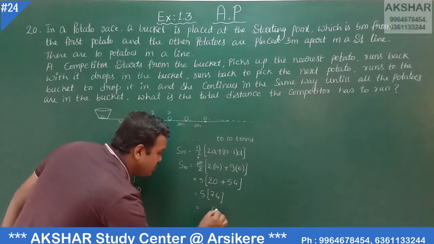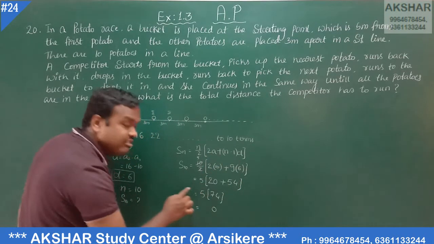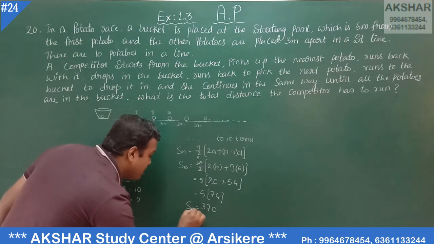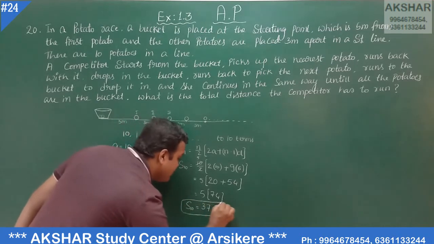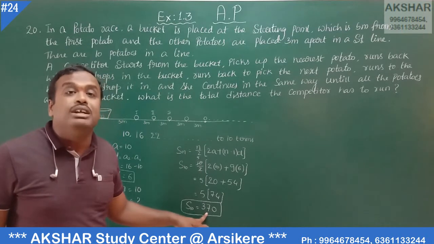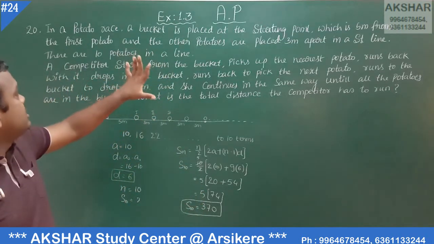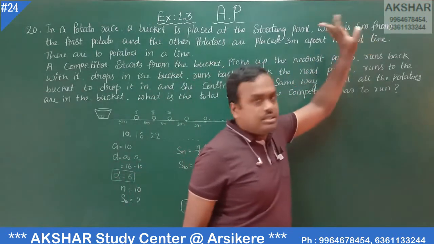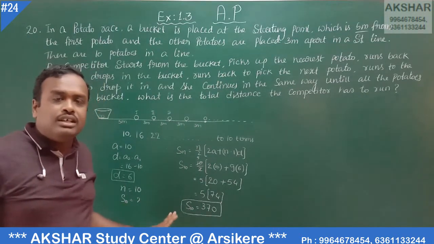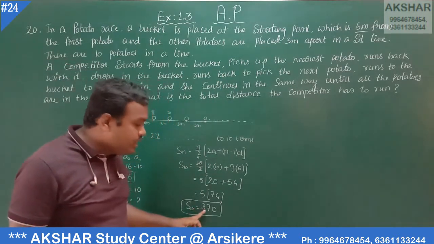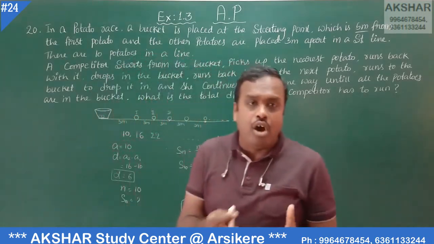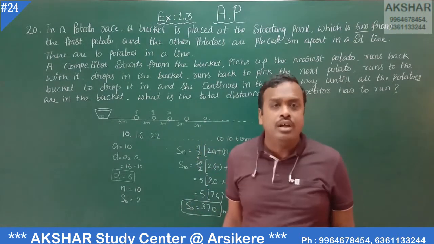Next is just multiplication. 5 4s are 20, 2 will be carried, 5 7s are 35 plus 2, 37. Therefore, S10 which is equal to how much? 370. What is this 370? It is in meters because the unit in the question is meters. Therefore, we can conclude that the competitor has to run totally 370 meters of distance to pick all the potatoes and drop them in the bucket.